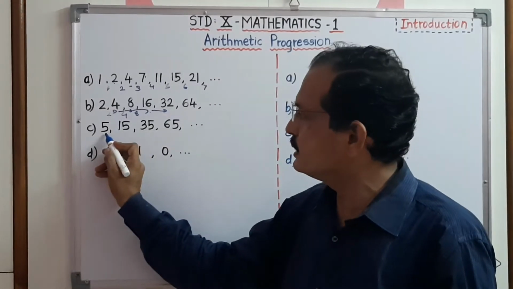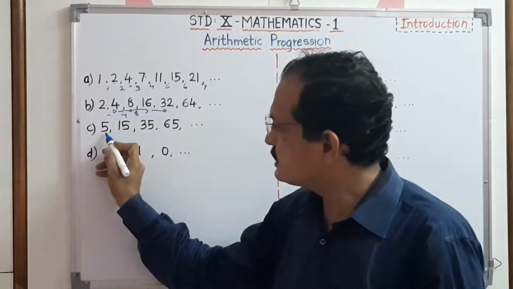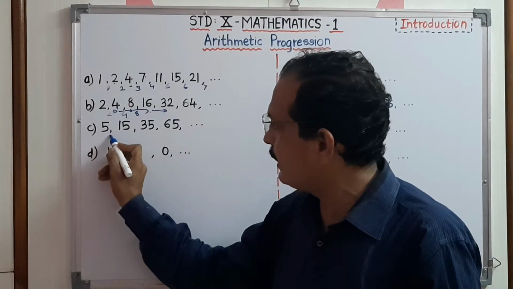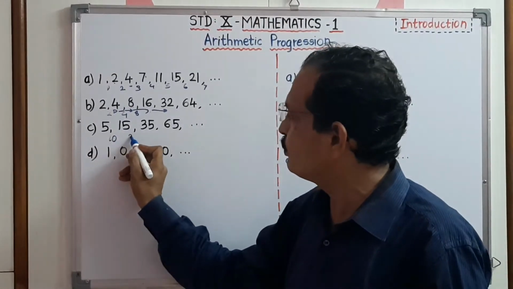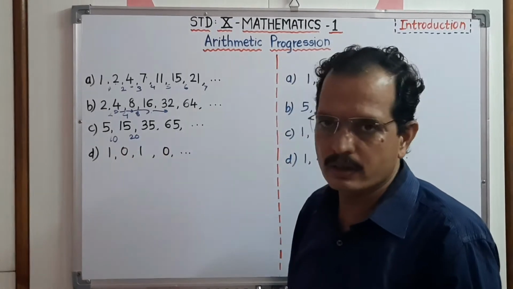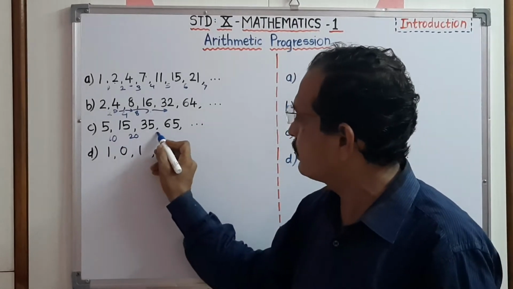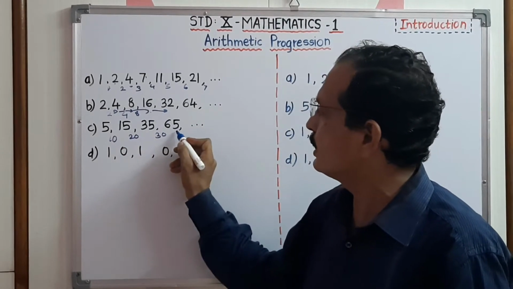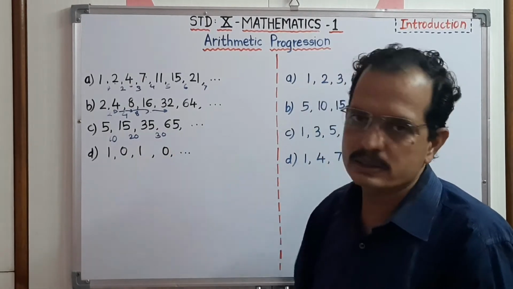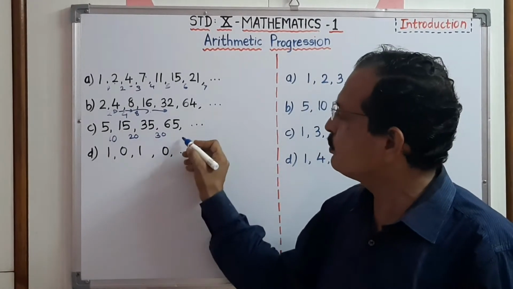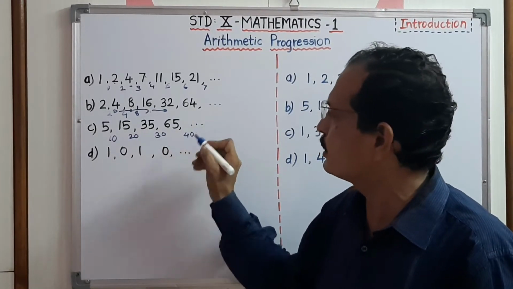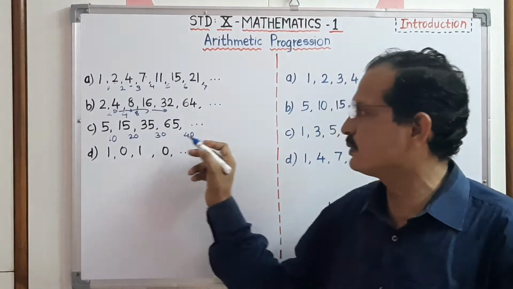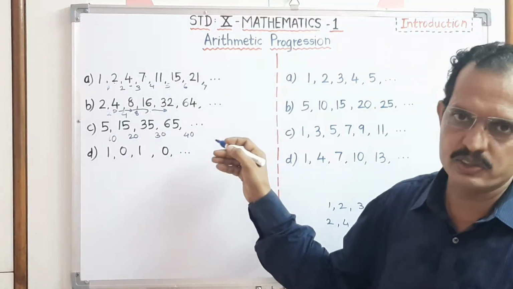Suppose we see this arrangement of numbers. If we add 10 to 5, then we get 15. If we add 20 to this 15, then we get 35. And if we add 30 to this 35, then we get 65. Dear students, if we have to find the next number, then we must add 40 to 65, and then we will get the next number.